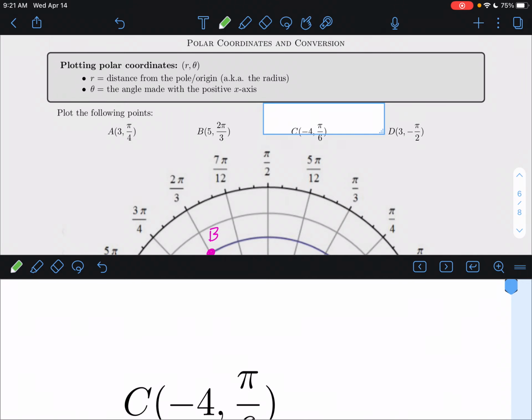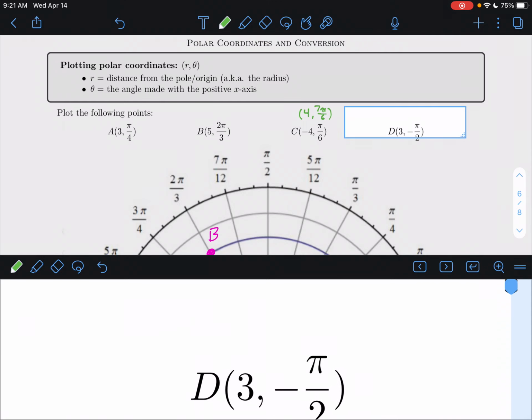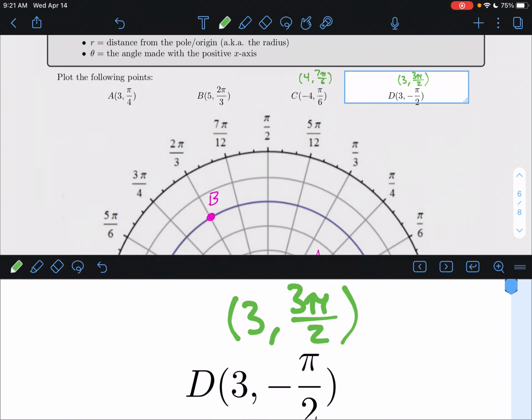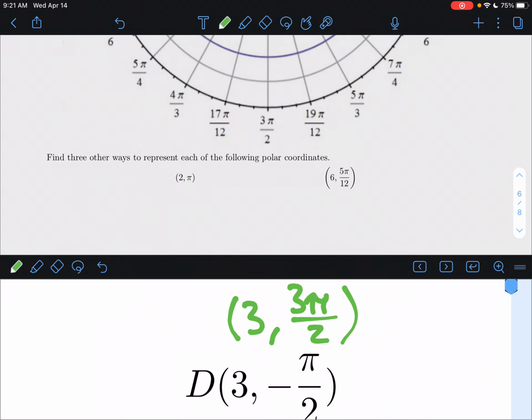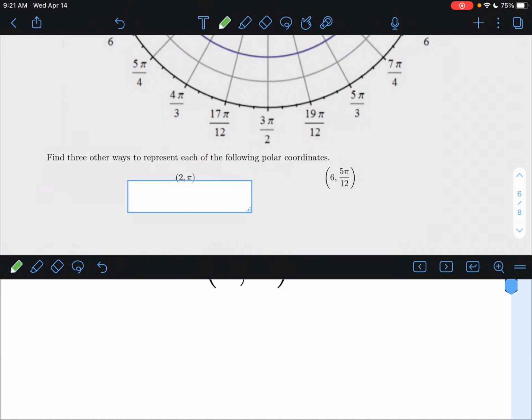So I will actually write that this one could have been, not 7, 4, 7 pi over 6. And this one could have been rewritten as 3 pi over 2, because those are the same points in the polar plane. All right. So let's find some other ways to represent some other points.